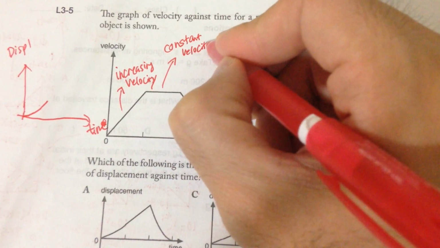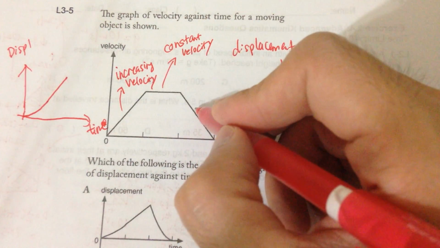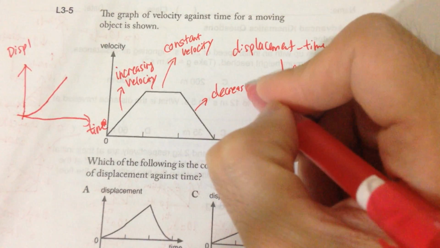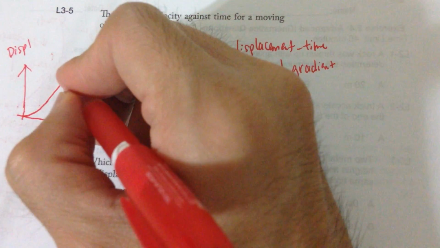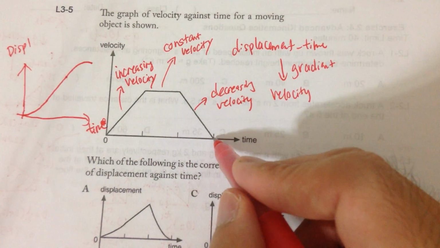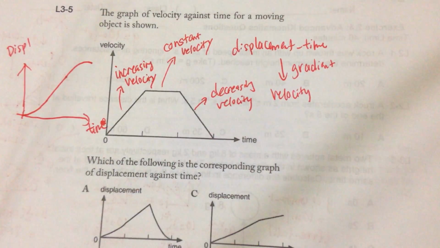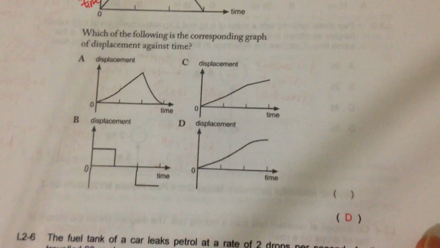All right. So a constant velocity graph will be a straight line going up, and lastly, this is a decreasing velocity, which will be a curve going all the way until it's horizontal where the velocity is 0. So you're going to get a curve, straight line, and a curve. So the answer will have to be D. Alright, D.